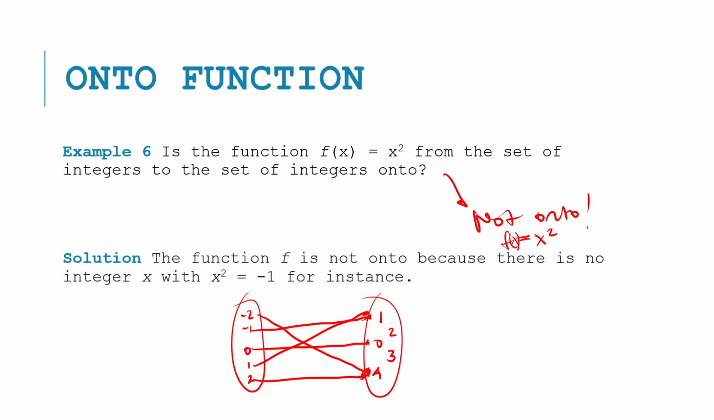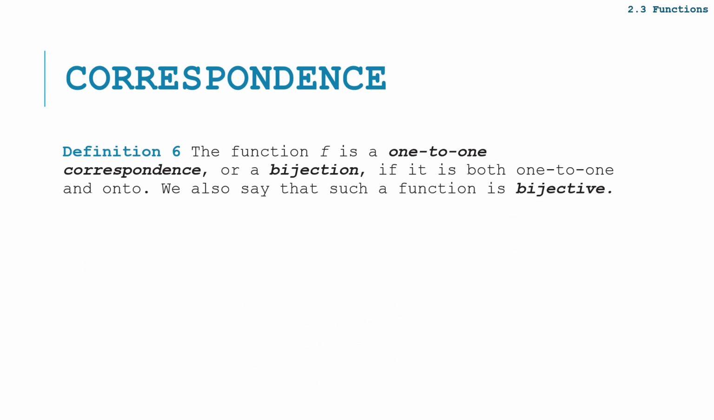is not onto. A correspondence is where we have a function f that is 1-to-1 and also onto. Okay, the function is said to be an onto 1-to-1 correspondence or a bijection if it's both onto and 1-to-1. We also say that such a function is bijective.